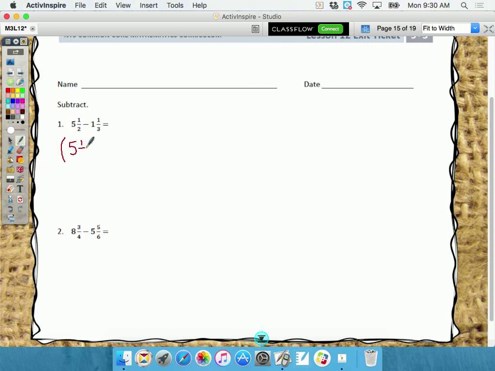So 5 1/2. Actually, boys and girls, I figured out, let's write it over here. 5 1/2 minus 1 minus 1/3. Okay, so what is 5 minus 1? 5 minus 1 is 4. So 4 1/2 minus 1/3. Wait a minute. 1/2 is more than 1/3. So you're not gonna have to do anything.